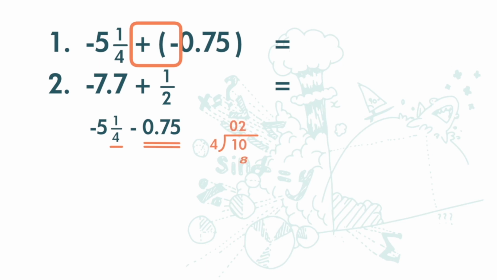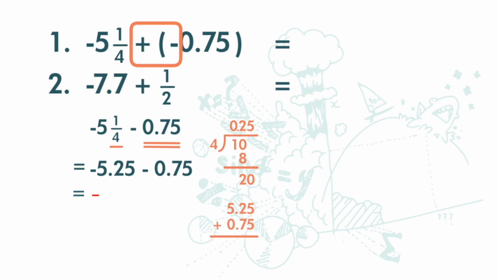4 times 2 is 8. 4 times 5 is 20. So we convert this -5 and 1 over 4 to become -5.25 minus 0.75. Both are negative numbers, so we keep the negative sign and add them up. 5.25 plus 0.75, we get 6.00. So the answer is -6.00. Don't forget the negative sign.